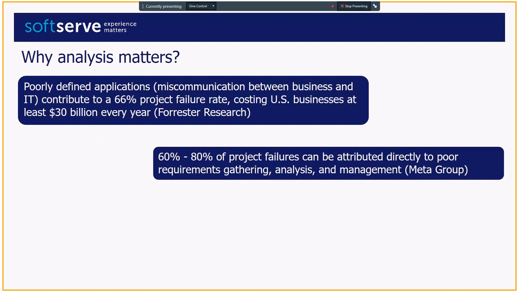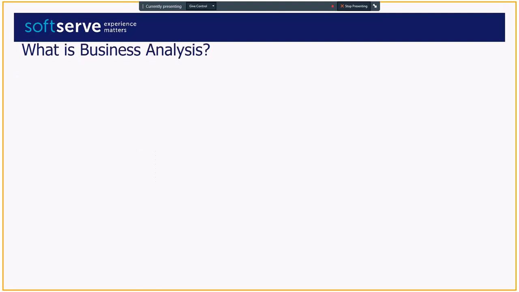We will get back to these statistics, as by the end of the presentation I'll show you the six most common reasons for project failures. But as you can see, analysis is a really important part of the whole project development cycle.